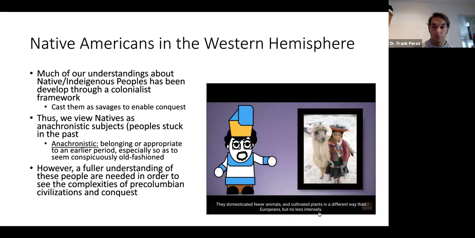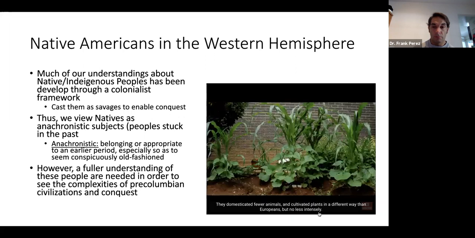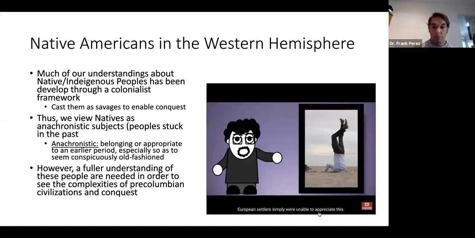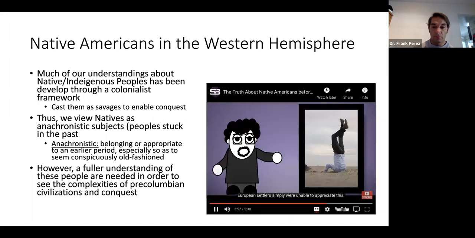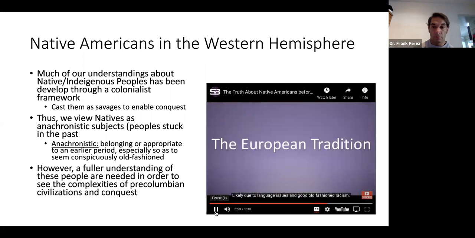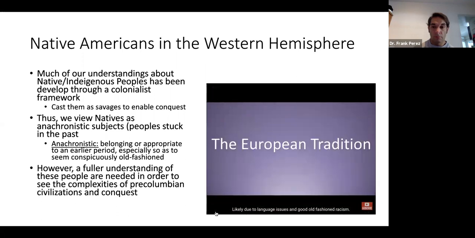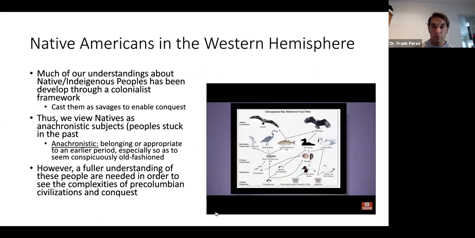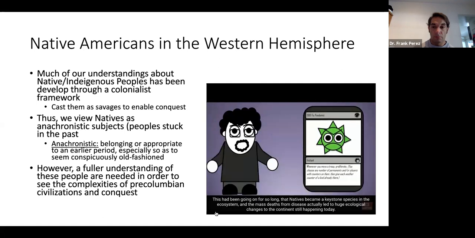They domesticated fewer animals and cultivated plants in a different way than Europeans, but no less intensely. European settlers simply were unable to appreciate this, likely due to language issues and good old-fashioned racism. This has been going on for so long that natives became a keystone species in the ecosystem, and the mass deaths from disease actually led to huge ecological changes to the continent still happening today.